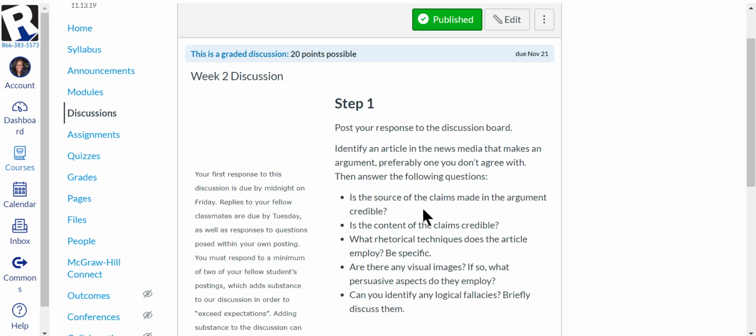Is the source of the claims made in the argument credible? Is the content of the claims credible? What rhetorical techniques does the article employ? Be specific. Are there any visual images in the article? If so, what persuasive aspects do they employ? And can you identify any logical fallacies? Briefly discuss them. Tell me what they are.